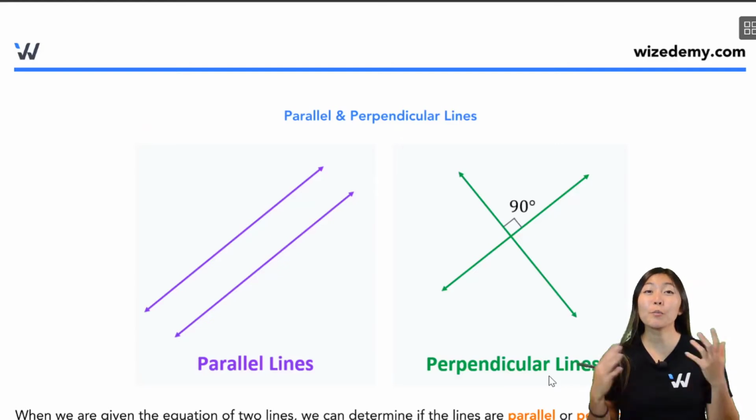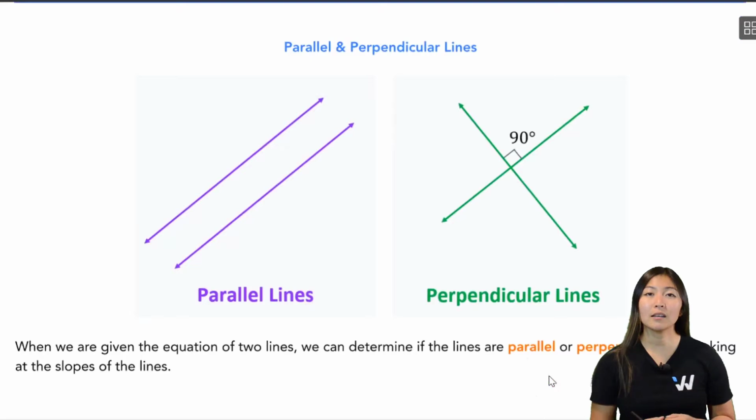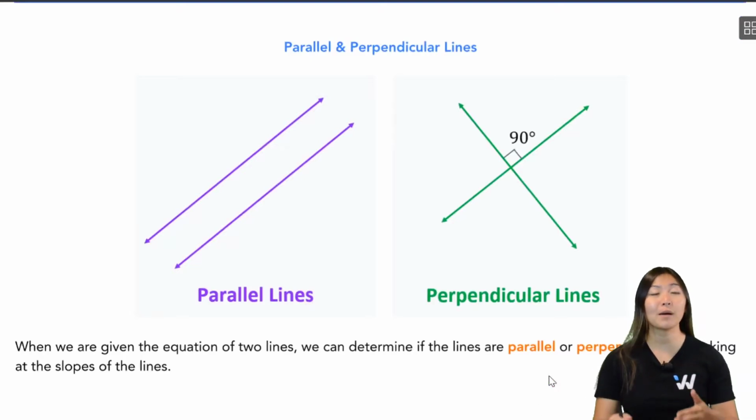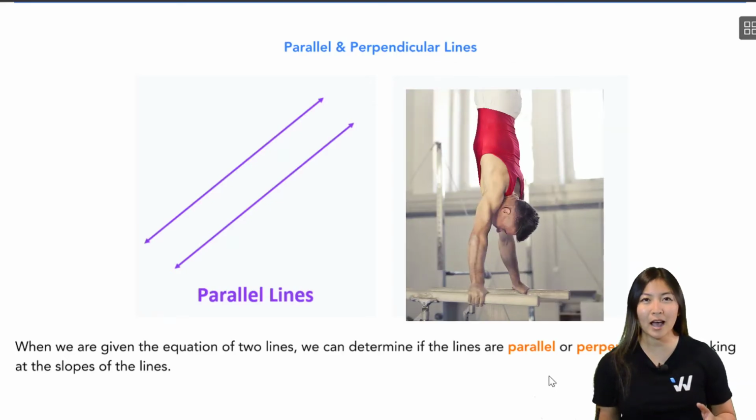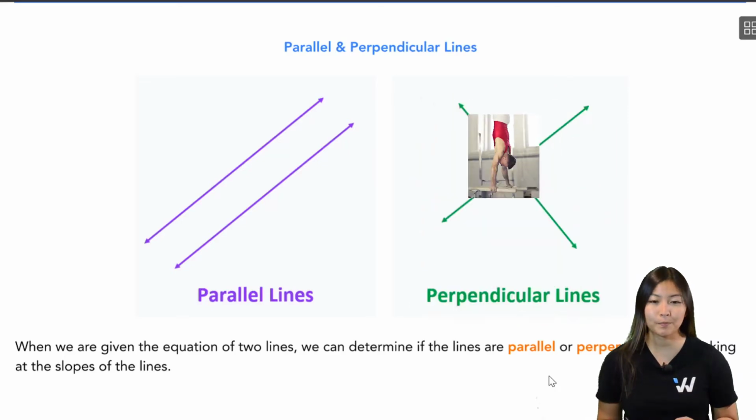Let's quickly review parallel and perpendicular lines. Parallel lines are lines that go on forever side by side and they never touch. So I like to think of the Olympics when I have parallel bars. It's two bars that are side by side and they don't touch. They're at the same distance the whole way through.